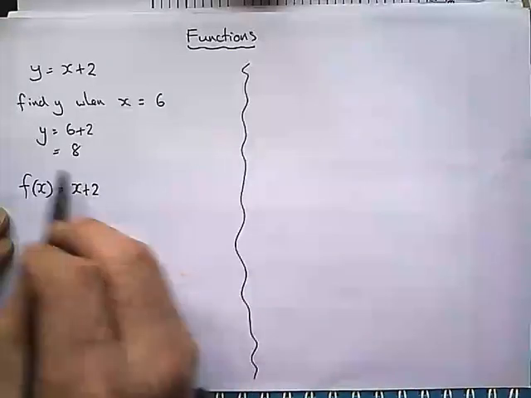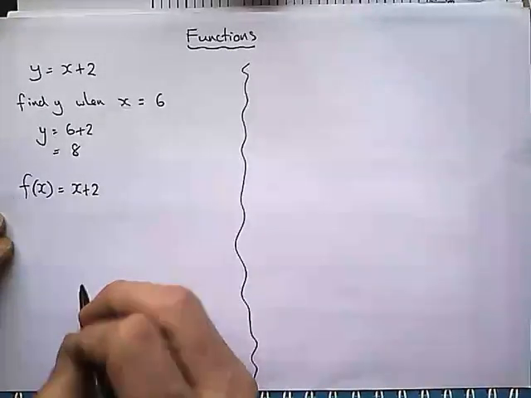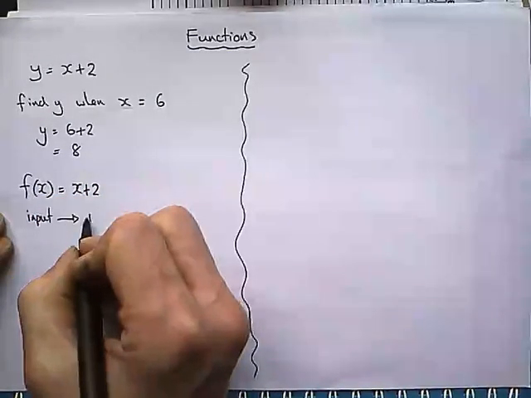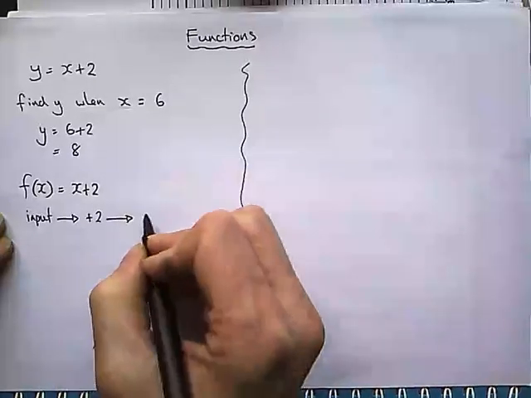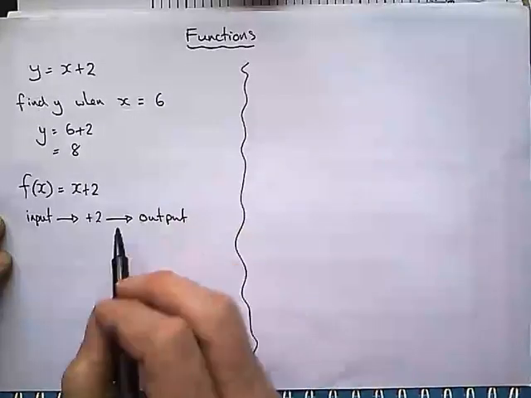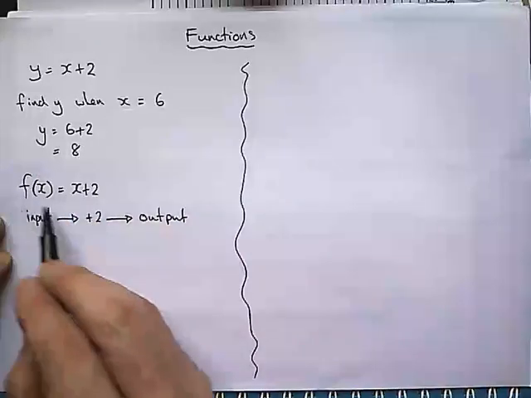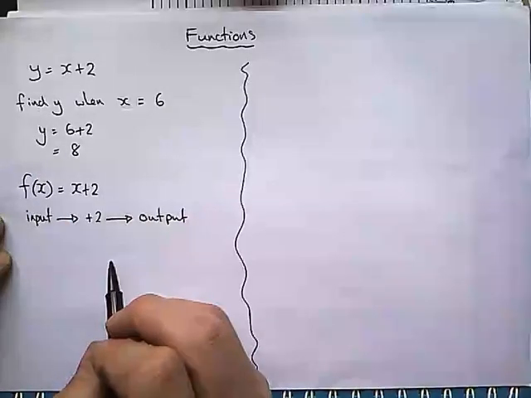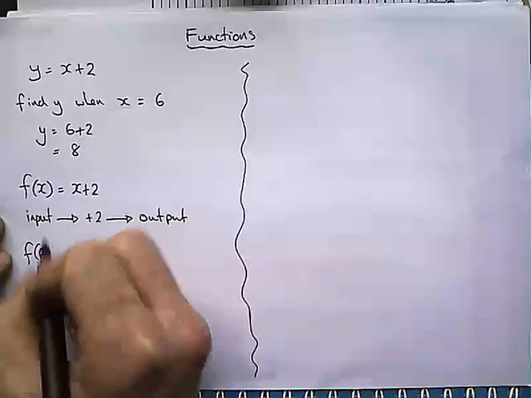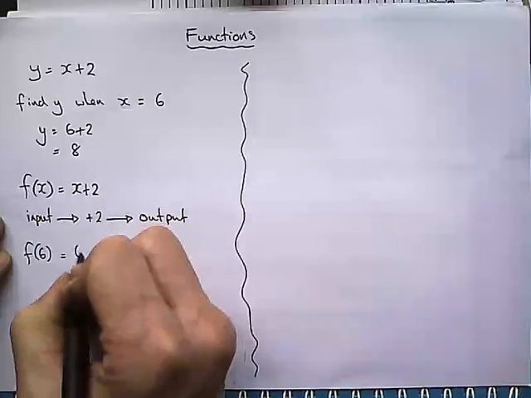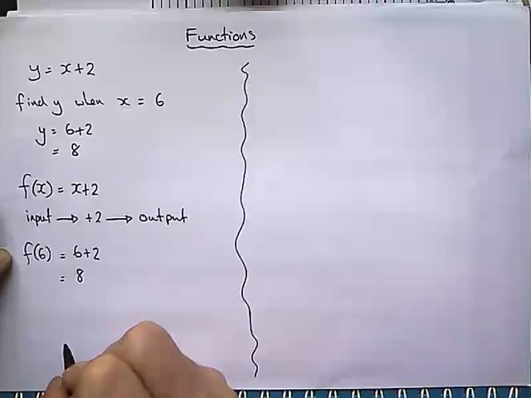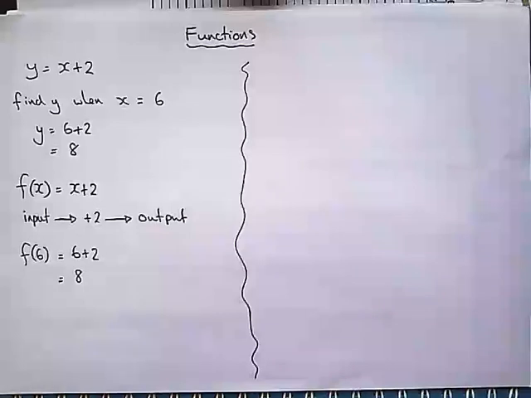Now, looking at this function, if I were to go back to function machines, it's a bit like saying, look, here's my input, whatever the x value is, I'm going to add 2, and then I'm going to have my output. So I substituted in 6. So what I would do, if I was writing this in the new notation, f of x equals x plus 2, instead of writing input equals 6, I would write f of 6, because I'm changing my input, that would be equal to 6 plus 2, which equals 8. Okay, that's it, really, when it comes to functions.